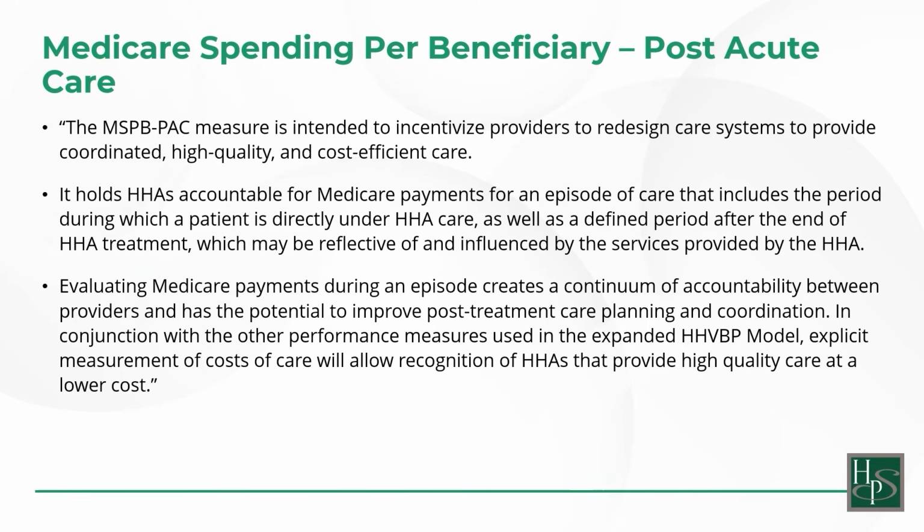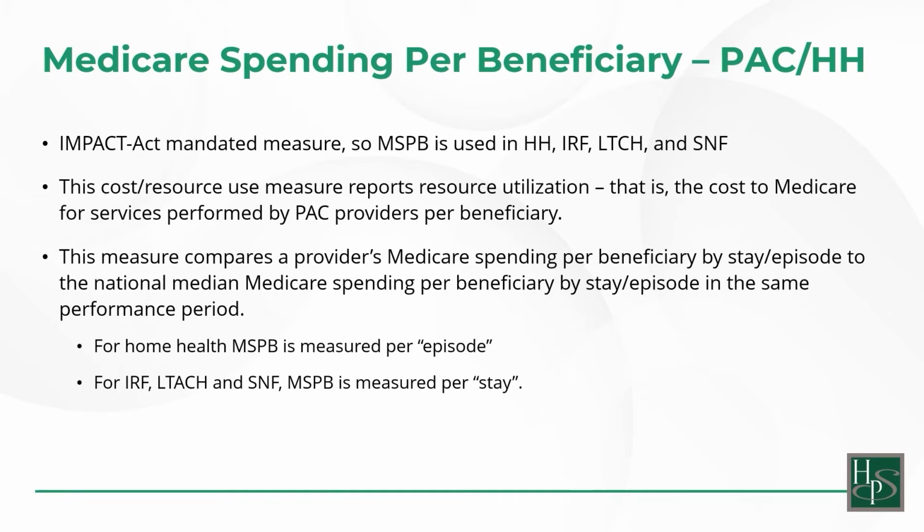So we see the Medicare Spending per Beneficiary measure. It's intended really to nudge agencies to increase coordination of care for patients that are cared for in a home health agency in a patient-centered care model, really. So by calculating cost, it holds our agencies responsible or accountable for resource use during the patient's care from the agency. The Medicare Spending per Beneficiary measure is an Impact Act measure.